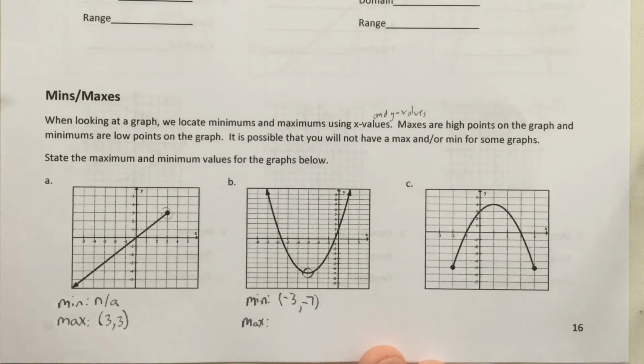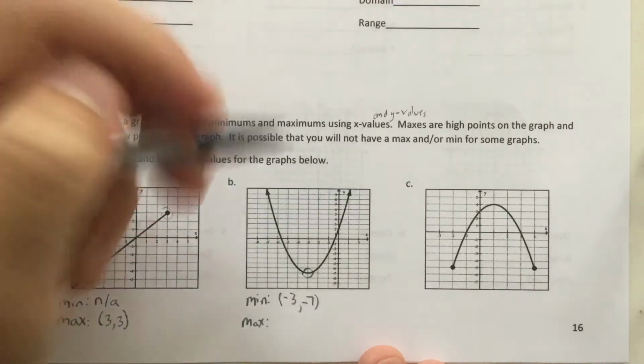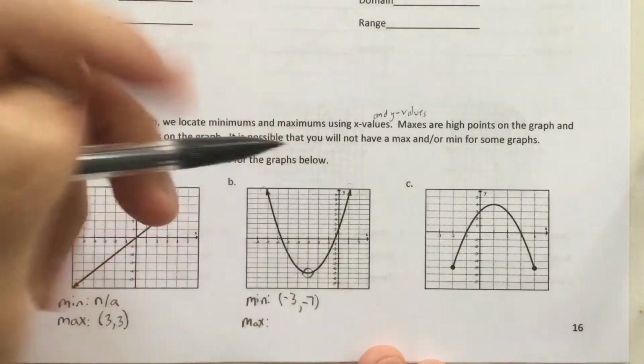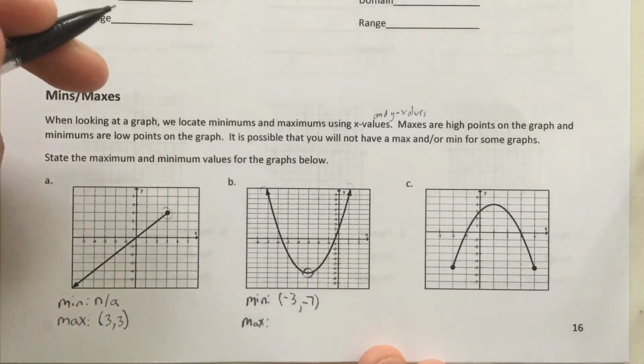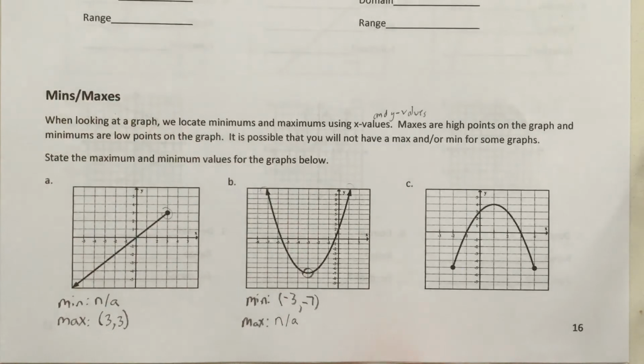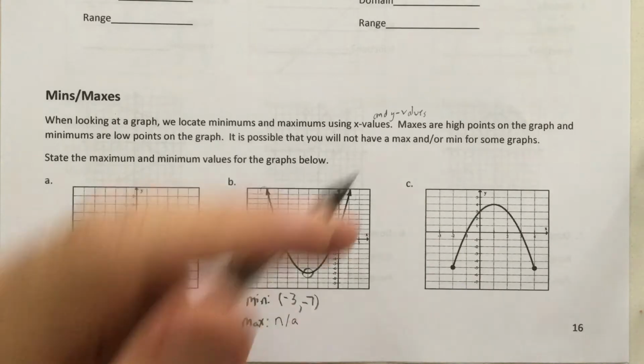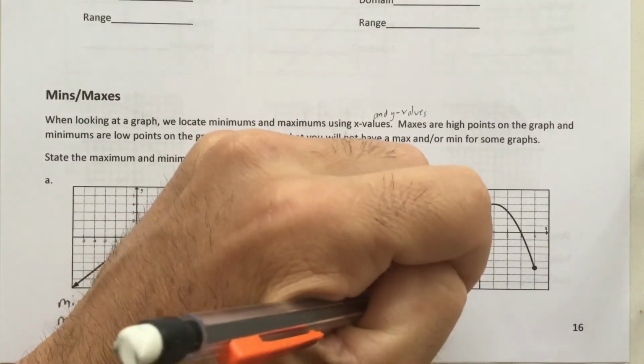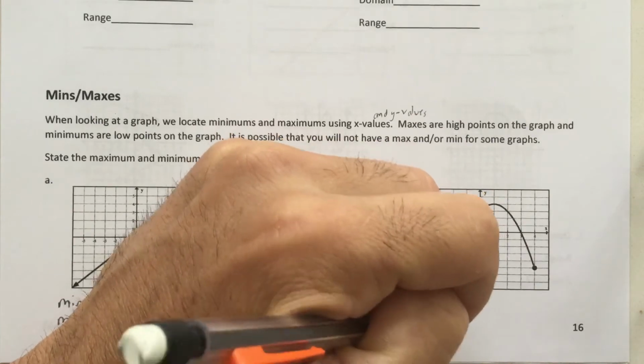In terms of maxes, our high points, again, notice we have arrows here. So it's going to keep going up forever. So there's not one single point that works because it keeps going up forever. So that would be our not applicable, or no max. Now the difference between B and C is that for C, we don't have arrows on our parabola. So therefore, we are going to have both mins and maxes in this case.